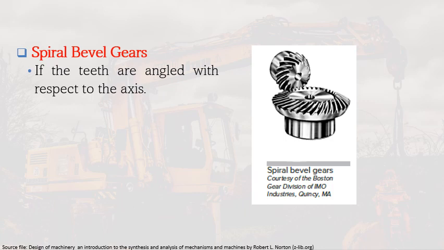We also have a spiral bevel gear, which is used if the teeth are angled with respect to the axis. So we have here a spiral tooth for the spiral bevel gears.